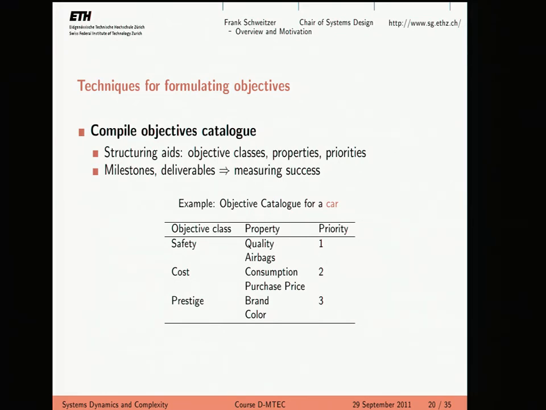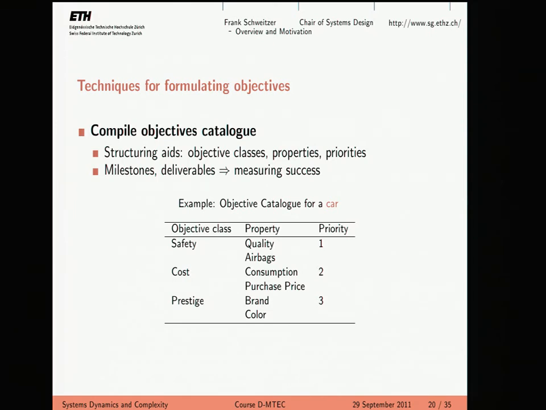And the example here is with a car. You want to produce a car, and the car should have a high quality, so that's a bad objective right there. High quality, should have whatever amount of airbags, I don't know what consumption, purchase price, brand color, and we can create the following objective classes for each of these objectives: safety, cost, prestige, and then we assign priorities to the objective classes. And then we deal with objective classes later on. This is one technique for formulating objectives.